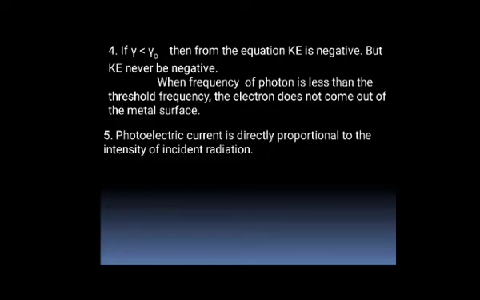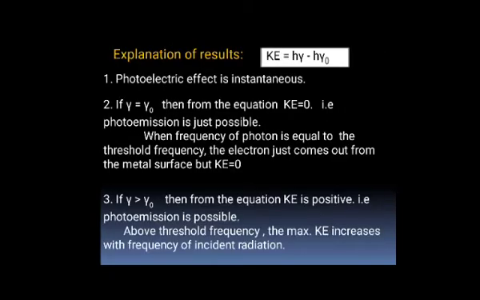Photoelectric current is directly proportional to the intensity of incident radiation. Here one photon interacts with only one electron. As intensity of incident radiation increases, the number of photoelectrons emitted increases. Hence, current increases. So these are the results explained by Einstein with the help of his equation, kinetic energy is equal to h nu minus h nu naught, where h is Planck's constant, nu is frequency and nu naught is threshold frequency.